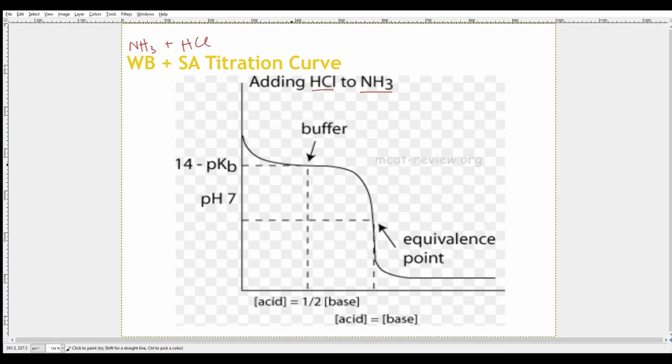So we started off with something that is basic, and oh, it's resisting the change, it's resisting being made acidic. There's the buffer zone right here. And eventually we run out of our weak base and it becomes acidic very quickly. Here's our equivalence point. Here is where pH of 7 is at. So again, the equivalence point is when the moles are equal.